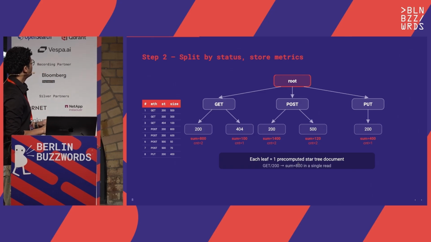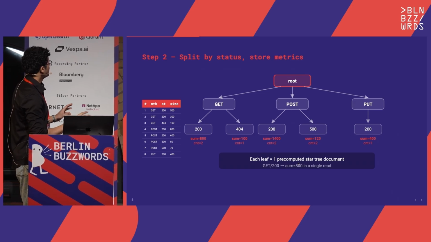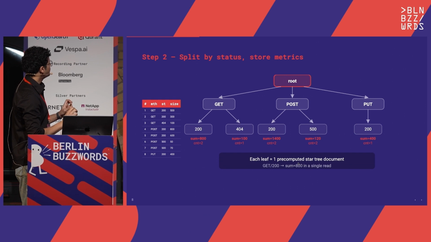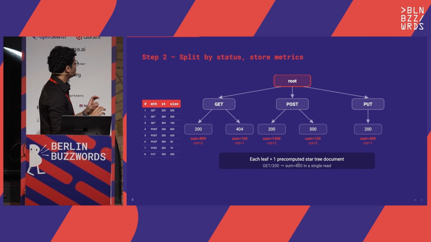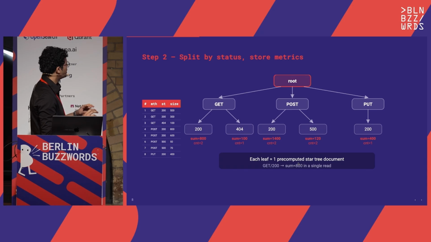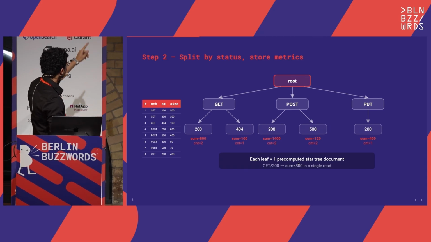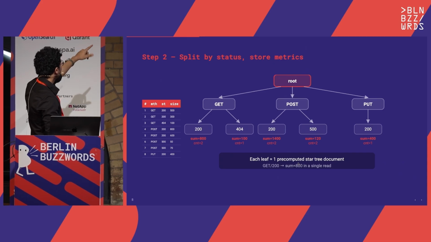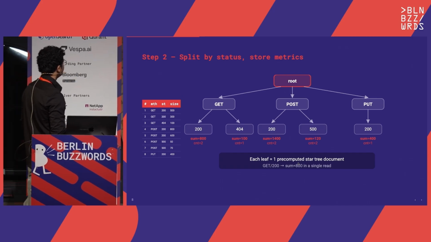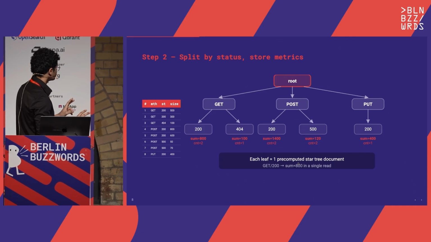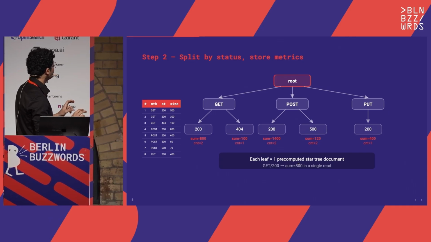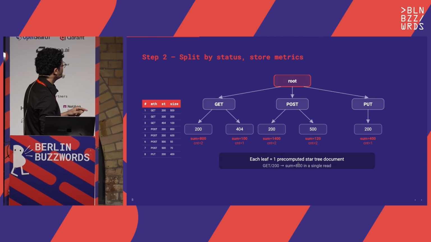Now under get, we'll divide it further into more nodes, and the children of get would be the unique status values for all the documents where method equals get. The first 3 documents have method get. The first 2 documents have method get with status 200. The third document has method get with status 404. So there are a total of 2 unique values for the status where the method is get. So it'll have 2 children, 200 and 404.